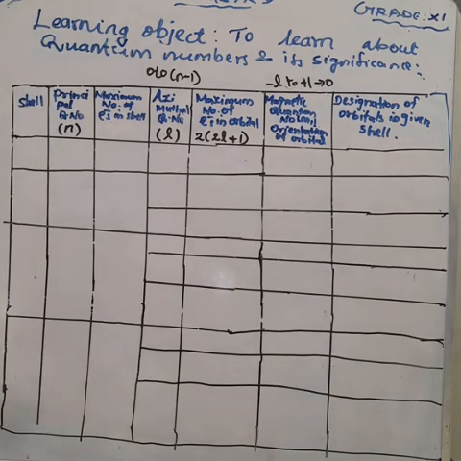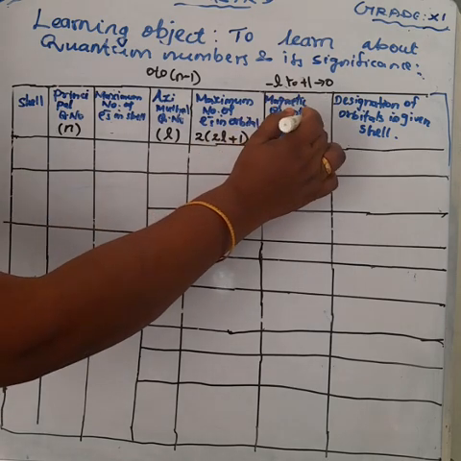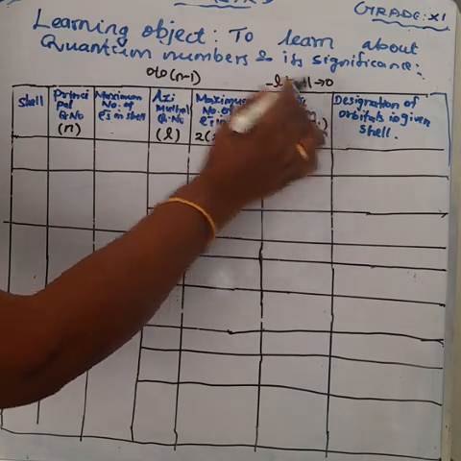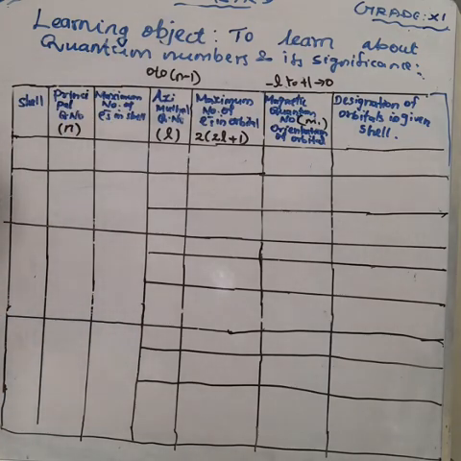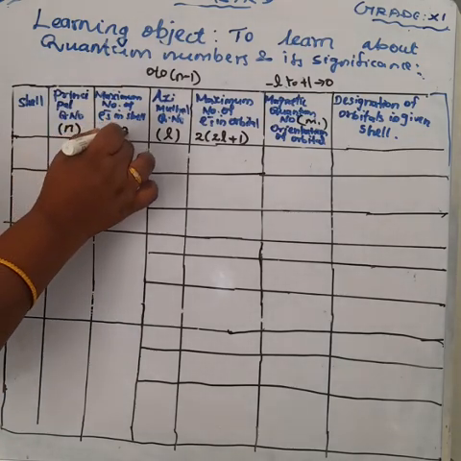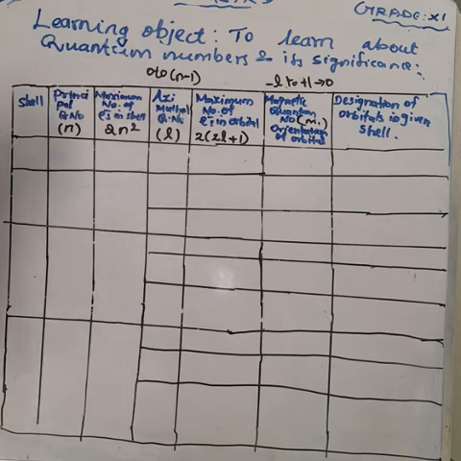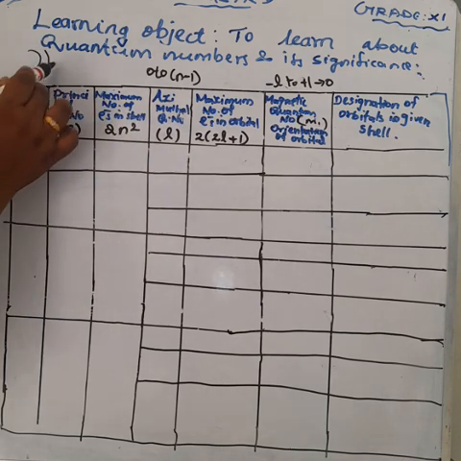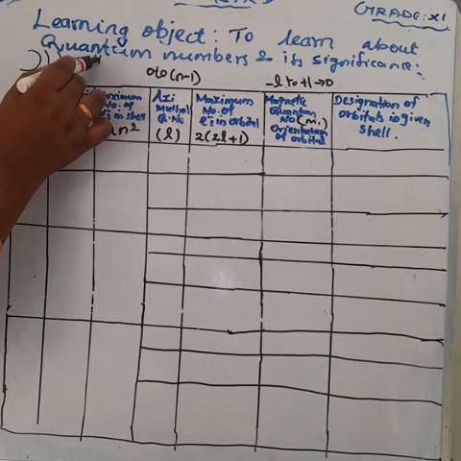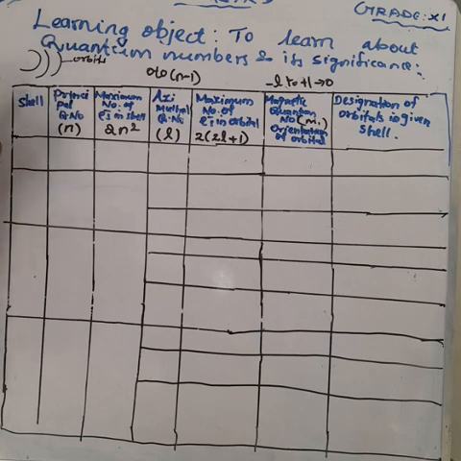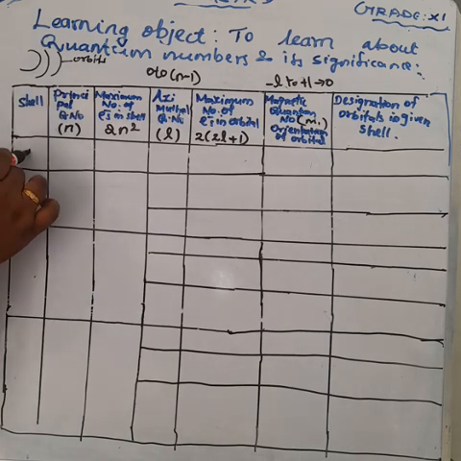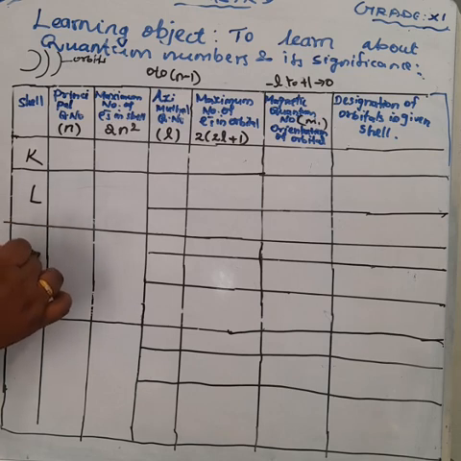Very important. The principal quantum number tells about the shells. In an atom, the nucleus is present at the center and the electrons revolve around the nucleus in a circular path. This circular path we call orbits or shells. About these shells we can study in the principal quantum number: K shell, L shell, M shell, N shell and so on.